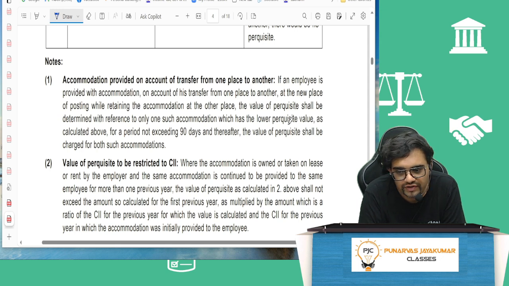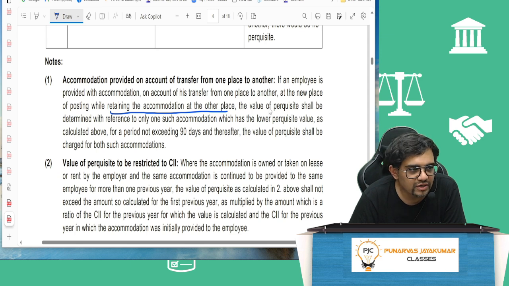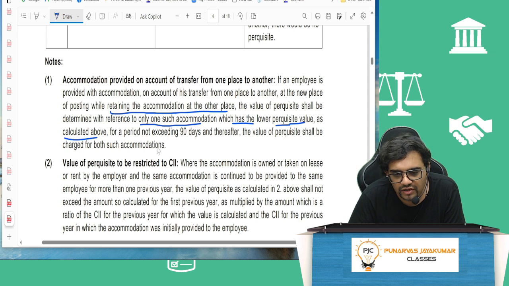What to do? If an employee is provided with accommodation at the new place of posting on account of his transfer from one place to another, while retaining the accommodation at the other place. If not a hotel in Bangalore, whatever quarters you had in Bangalore that you are retaining, and in Chennai also they are giving you a hotel or one more accommodation for a brief period, like maybe 30 days, 40 days, or 20 days, they are giving you accommodation at both places. The value of the perquisite shall be determined with reference to only one such accommodation which has a lower perquisite value as calculated above, for a period not exceeding 90 days, and thereafter both.